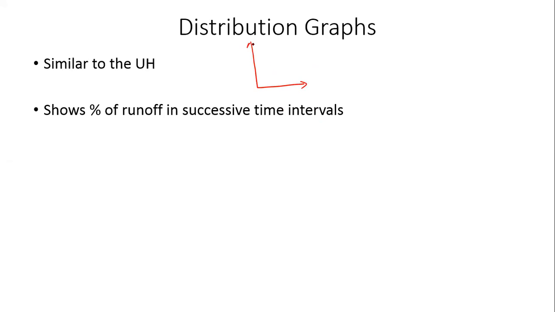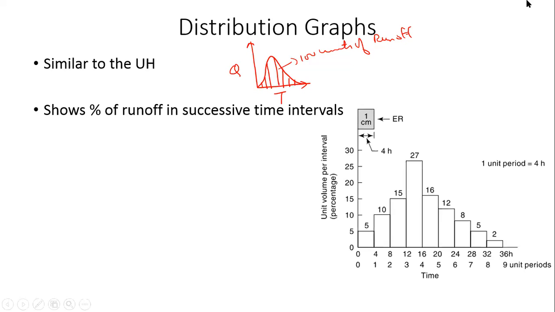Let me try to illustrate this. Let us say I have a unit hydrograph that looks like this. I have time on the x-axis and Q on the y-axis. Let us say this corresponds to some 100 units of runoff. If I convert it, under every time interval, into the percentage of runoff produced, that's what your distribution graph is. Are you able to see this plot over here? You're able to see the plot? Yeah. So this is what a typical distribution graph will look like.